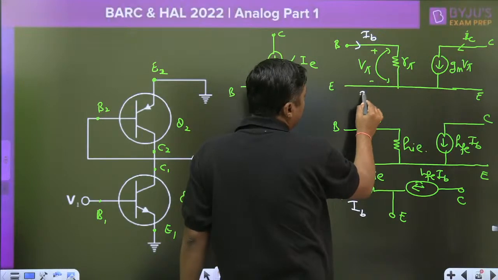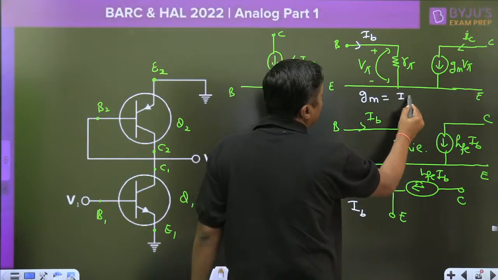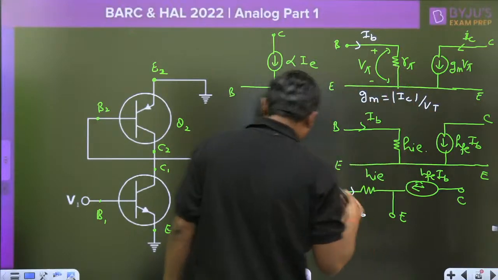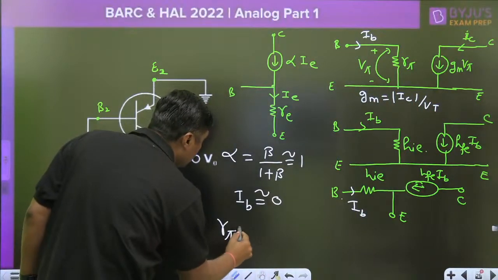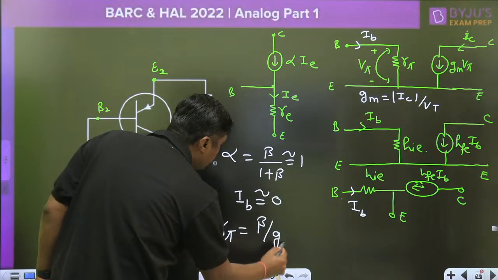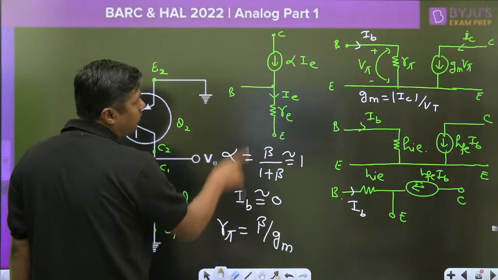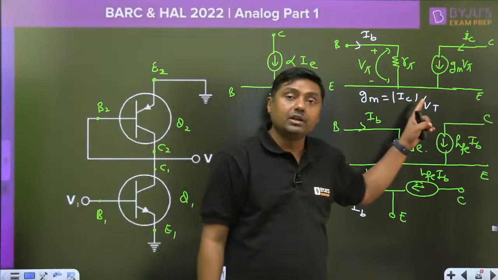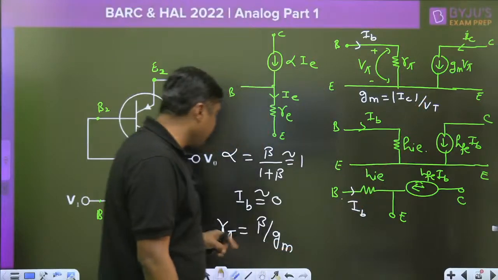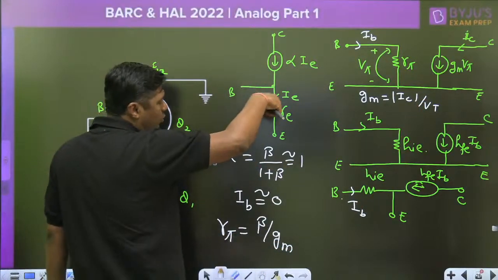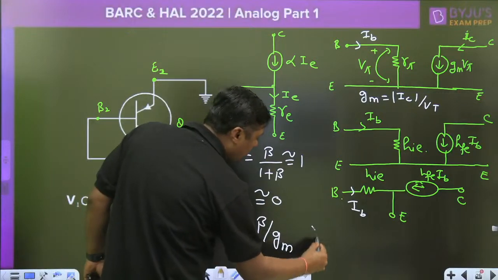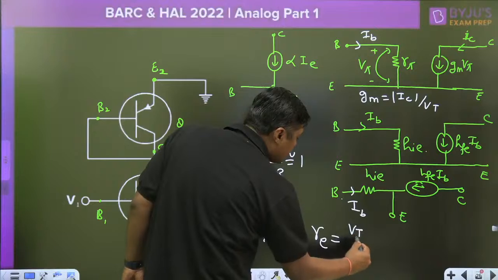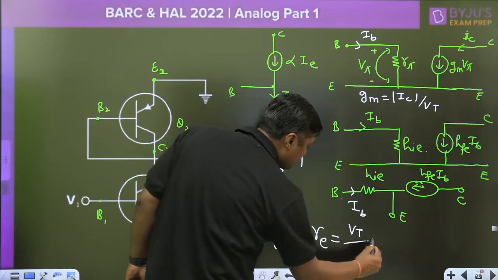Always remember, in the pi model you have to calculate the GM, that is IC by VT. And again you have to calculate the R pi also. What is the R pi here? Beta by GM. Sometimes they may ask: what is the value of R pi? What is the value of GM? IC is the DC current and VT is the volt equivalent of temperature. Calculate this, then calculate R pi. In case of the RE model, you have to calculate the RE. RE is equal to VT by IE.